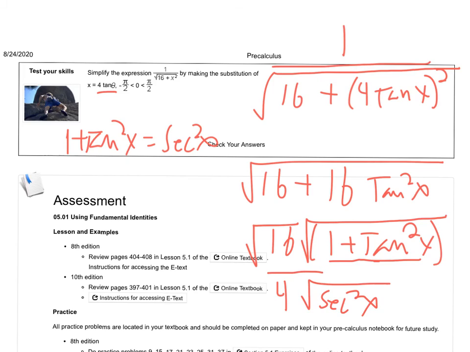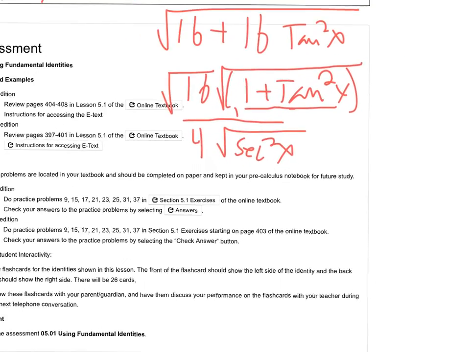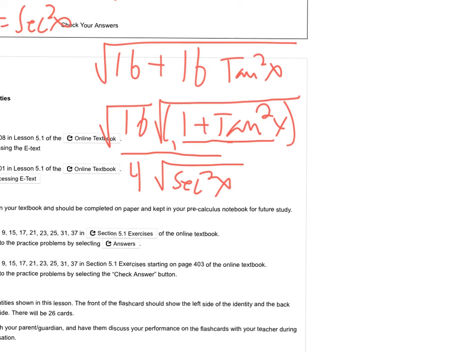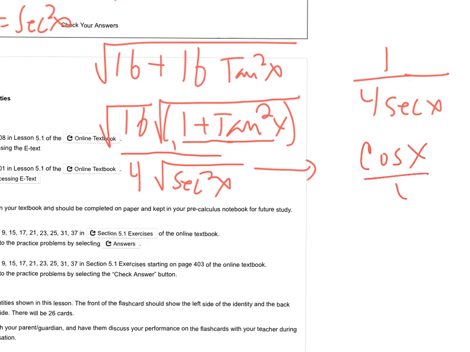And then remember, this is still all under 1. So that's going to leave me 1 over 4. Now the square root of secant squared is secant, right? The square root of anything squared is the value. And then secant's the reciprocal of the cosine. And I am taking the reciprocal, so I'm going to rewrite that as cosine x over 4. And I believe that's the right answer. You could write it as 1/4 cosine x. And that's that simple. Okay?